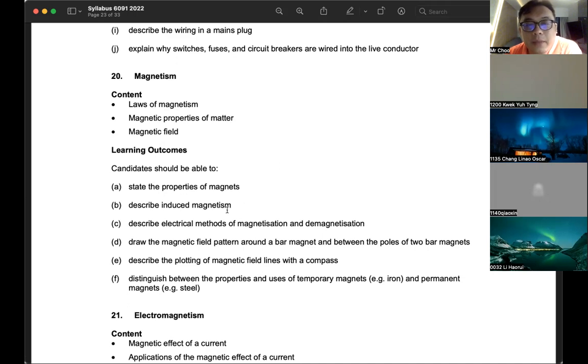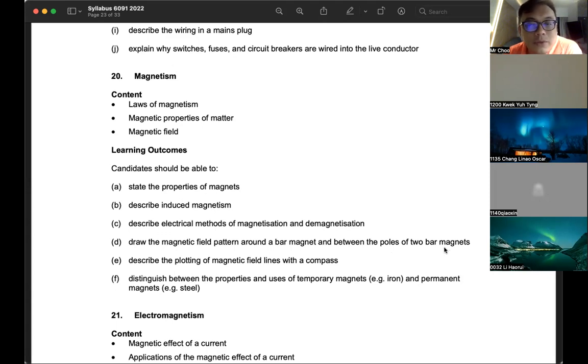When you put a magnetic material near a magnet, that magnetic material isn't magnetized at first. But when you put it near the magnet, it becomes an induced magnet. I'll explain this later on. Then you also need to know the electrical method to magnetize and demagnetize magnetic material. Then number 4, you need to know how to draw a magnetic field pattern around a bar magnet and between the poles of two bar magnets.